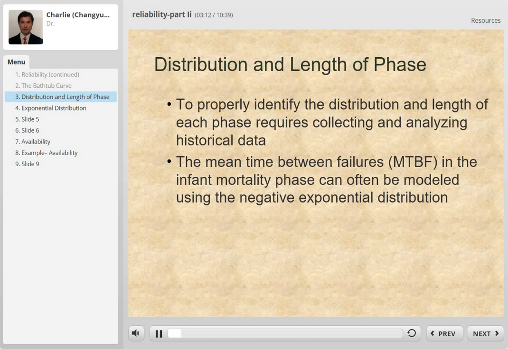In order to study either the bathtub curve or the failure rate, we need to use a probability distribution. And there is a key parameter we're going to use, actually used by most of the products we see in the market, which is the mean time between failures. Okay, let's look at an example.